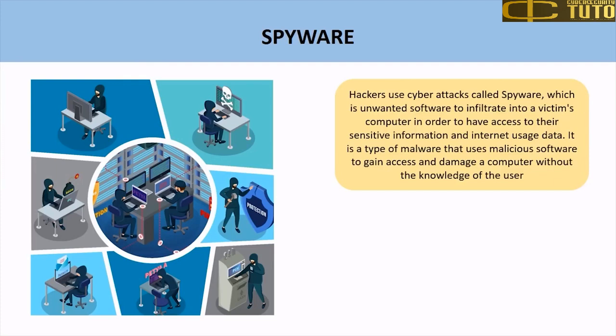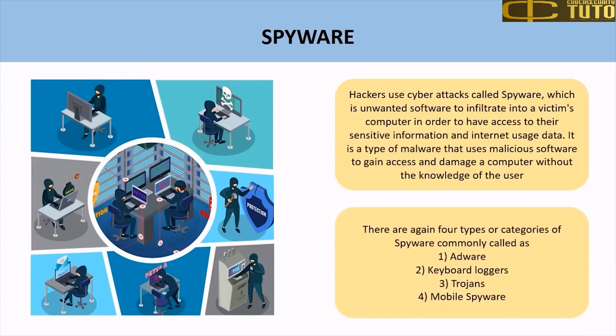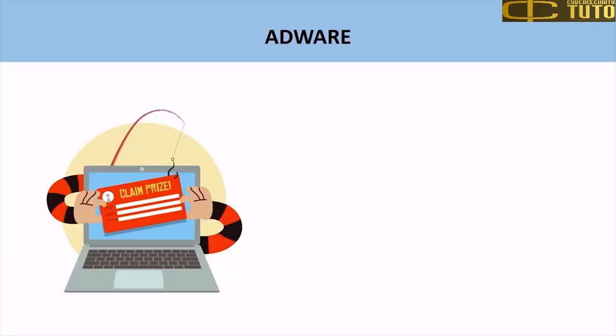It is a type of malware that uses malicious software to gain access and damage a computer without the knowledge of the user. There are again 4 types or categories of spyware commonly called: 1. Adware. 2. Keyboard loggers. 3. Trojans. 4. Mobile spyware.